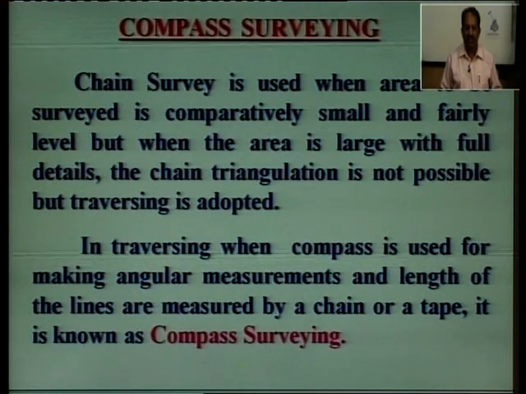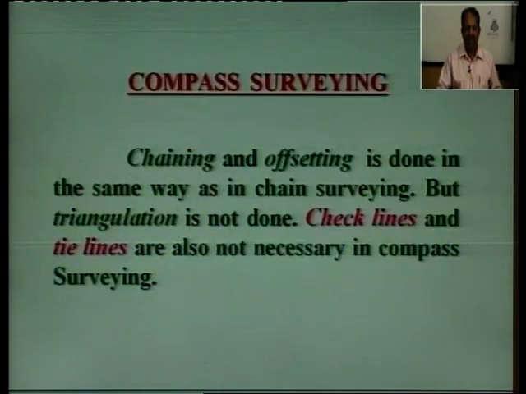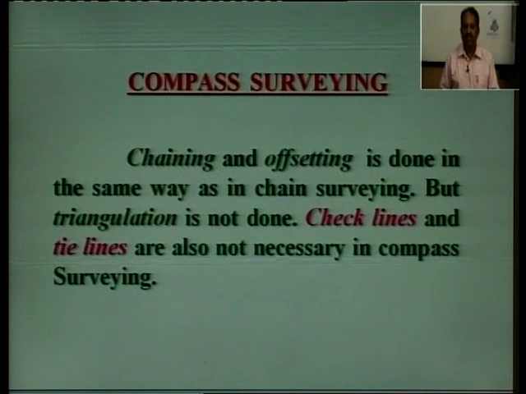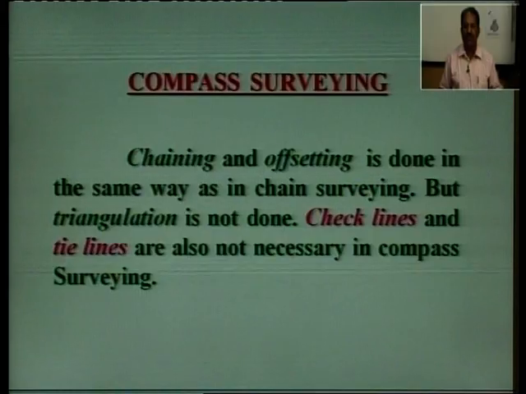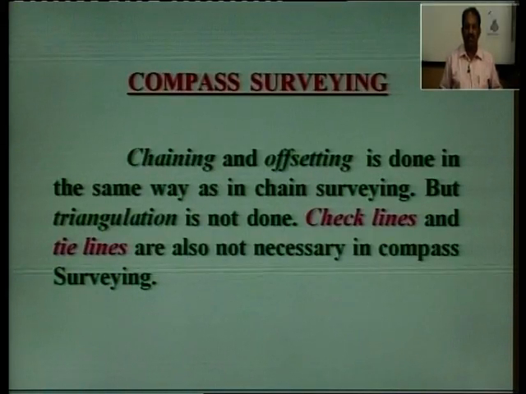That is, in compass survey, we measure the length by a chain or a tape, and the angular measurements are measured with the help of a compass. In compass survey, chaining and offsetting is done in the same way as in chain surveying. You must have read the very first chapter on chain surveying. So, we do chaining and offsetting in the same way, but triangulation is not done. That is, we do not form triangles.